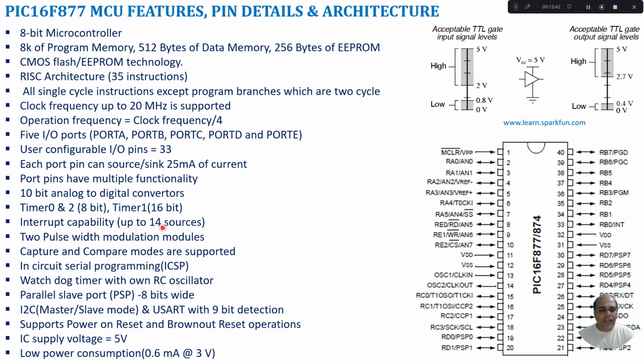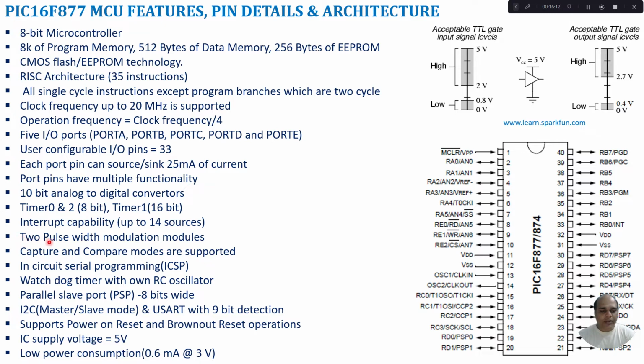So here we have about 14 sources of interrupt. I can have an external interrupt, port B change interrupt, a timer interrupt, an ADC interrupt, and serial communication protocol interrupts like I2C interrupt, SPI interrupt, USART interrupt, etc. We have many such sources to create an interrupt. Whenever an interrupt is generated, the ISR, interrupt service routine, will get executed.